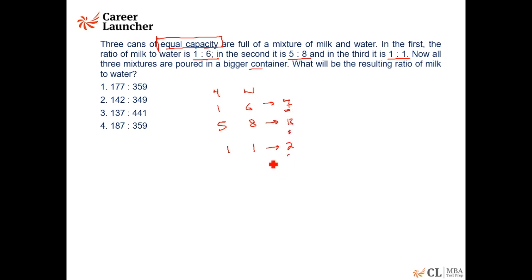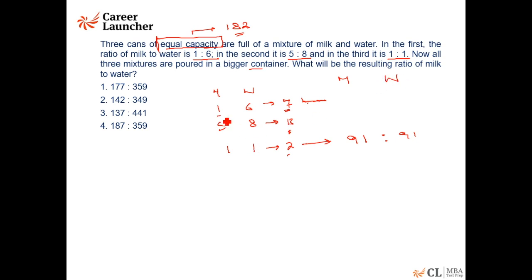So what is the LCM of 13, 7 and 2? 13, 7 and 2 are prime numbers, so the LCM will be the product of the three. 13 sevens are 91, into 2, 182. So I am assuming it is 182 liters in each of the three. Okay, let me start from the third one. That means 91 liters of milk and 91 liters of water.